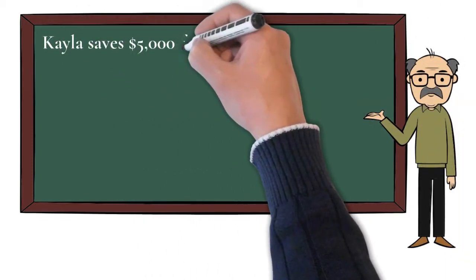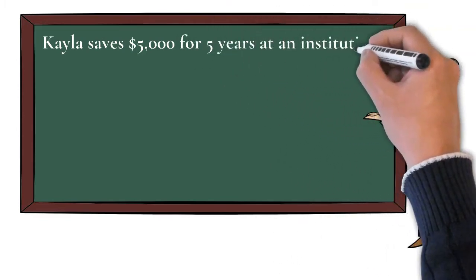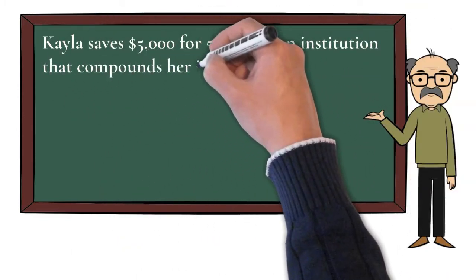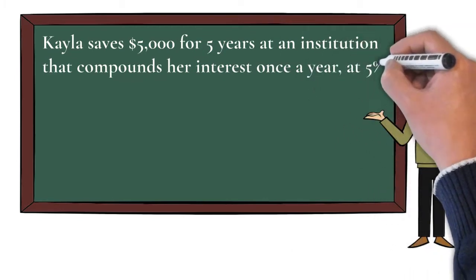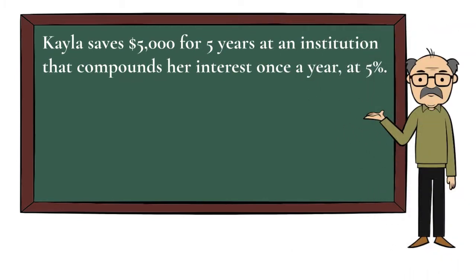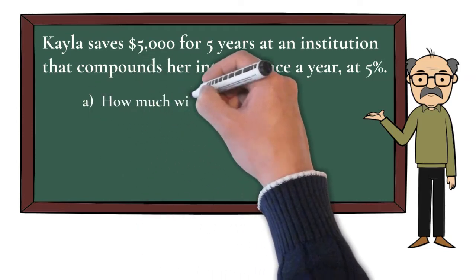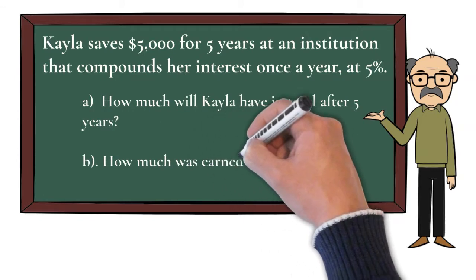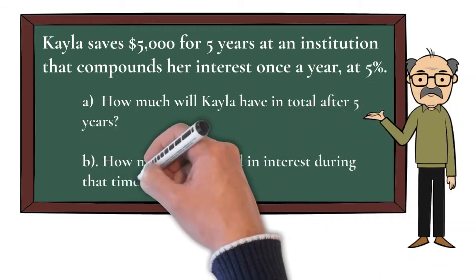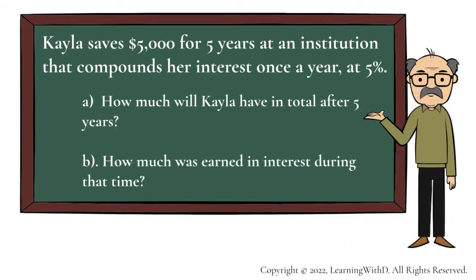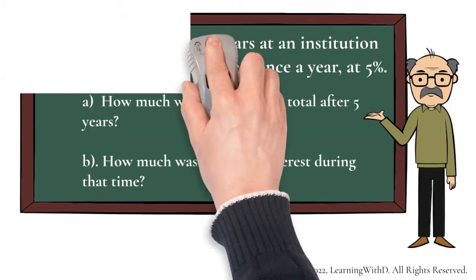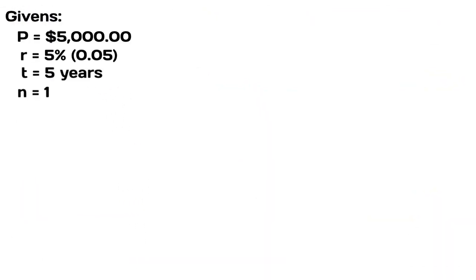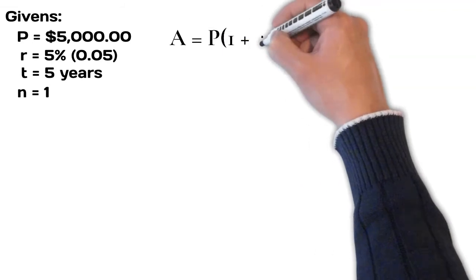Let us assume Kayla's money is compounded once per year at 5%, and she takes it out after 5 years. You are tasked with finding out 2 things: how much she takes out after all 5 years, and how much of that was interest. Let's take a look at our givens. Let's go to work and find A.